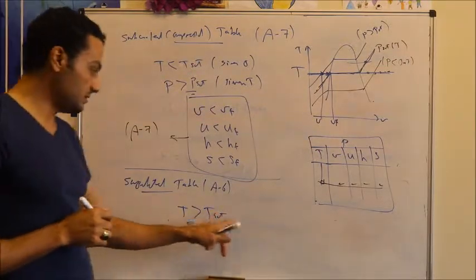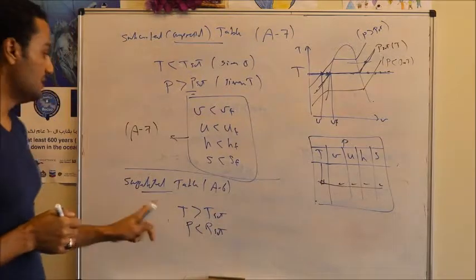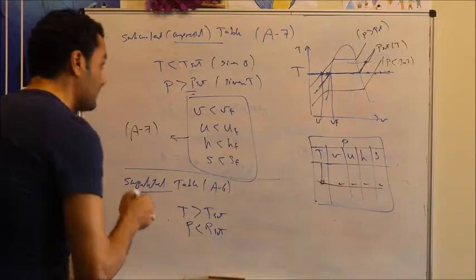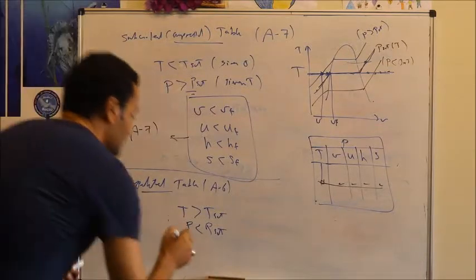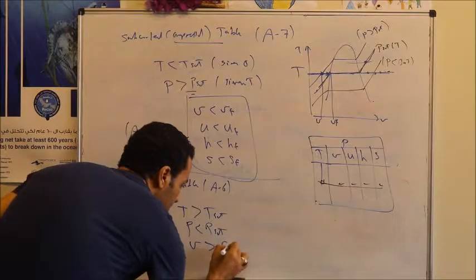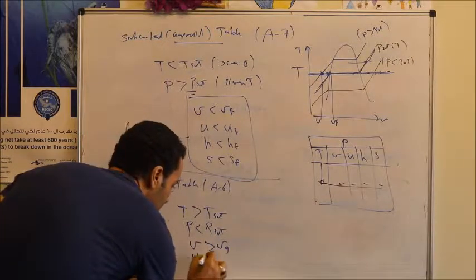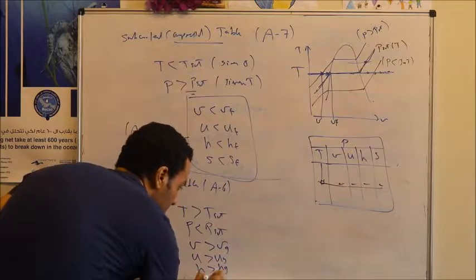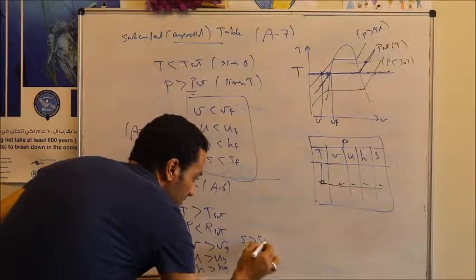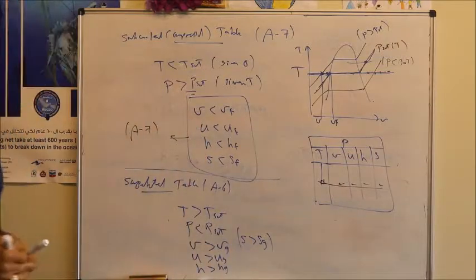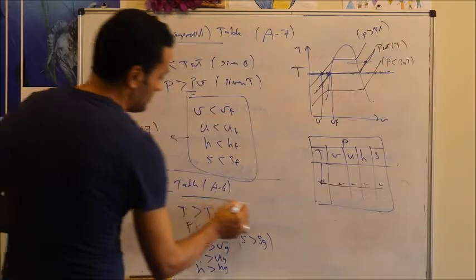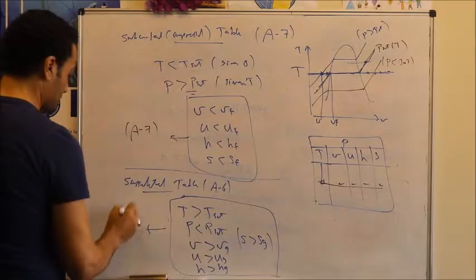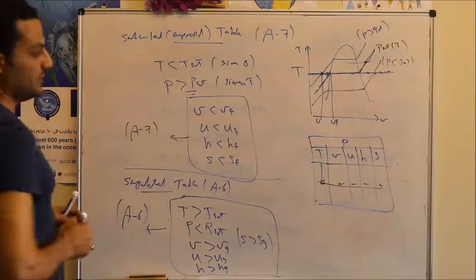If the given value is greater than the saturation value at this given pressure, this means we are in the superheated zone. Or pressure less than P saturation, or the specific volume is greater than V gas, internal energy is greater than U gas, enthalpy is greater than H gas, and entropy is greater than S gas. All of these conditions say that we are in the superheated zone, and in this case we have to use table A6.